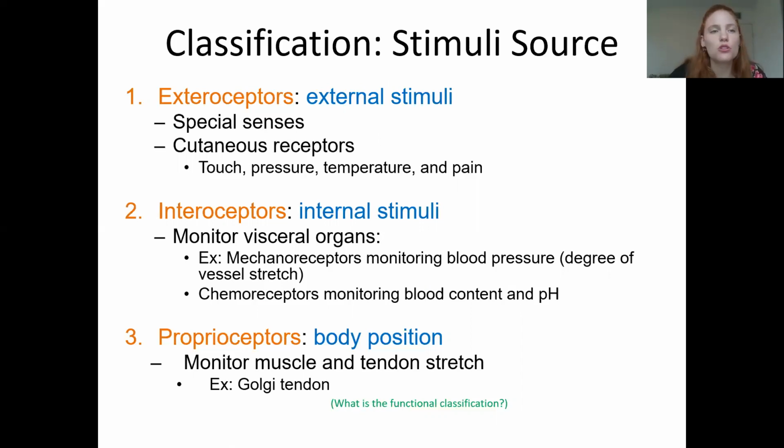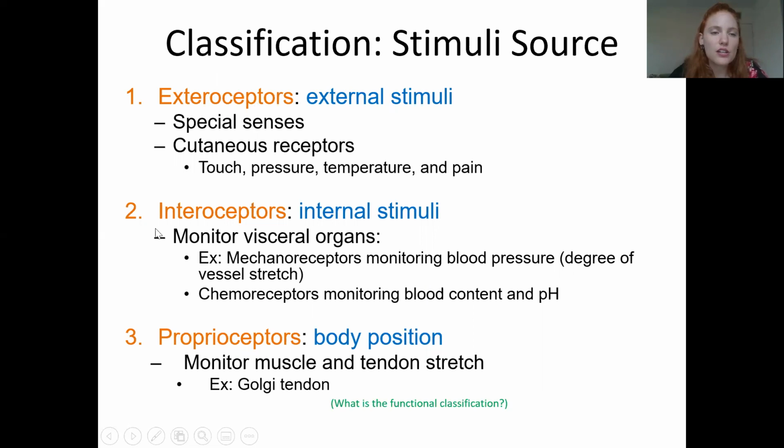So even your special senses, sight and taste and smell, all of those are external stimuli, and so all of those would be grouped together as exteroceptors. It also includes all of those general sensations that we're going to talk about in just a minute: touch, temperature changes, pain, those kinds of things. But anything that is on the outside of your body, that is exteroceptors.